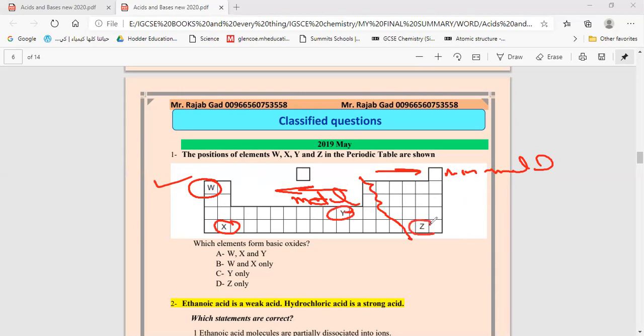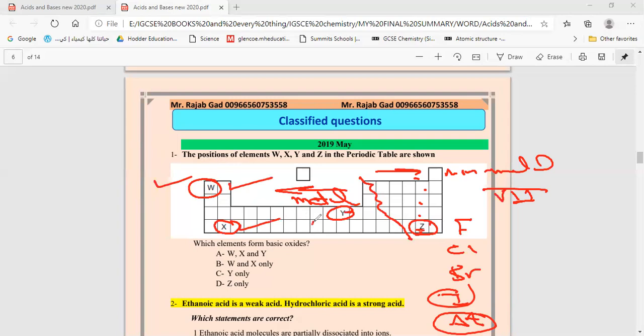This one here we can consider as non-metal, because it is in group 7A, where we have fluorine, chlorine, bromine, and iodine. So this one may be iodine. I prefer to call them like this. So this one is non-metal. Iodine here. This one fluorine, chlorine, bromine, and iodine. So this one is basic oxide, basic oxide, basic oxide.